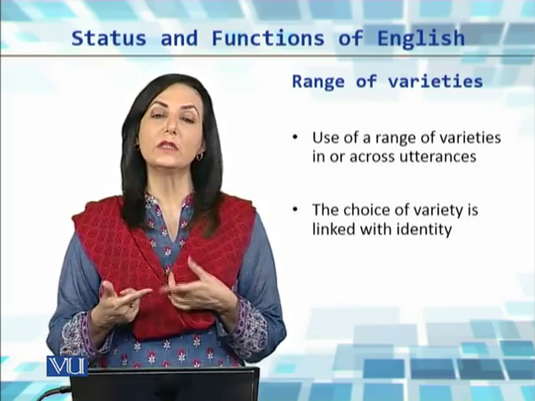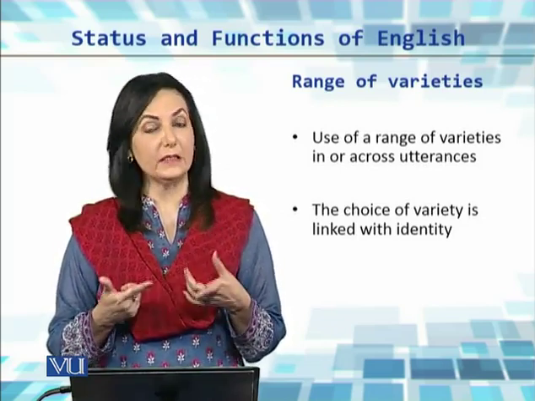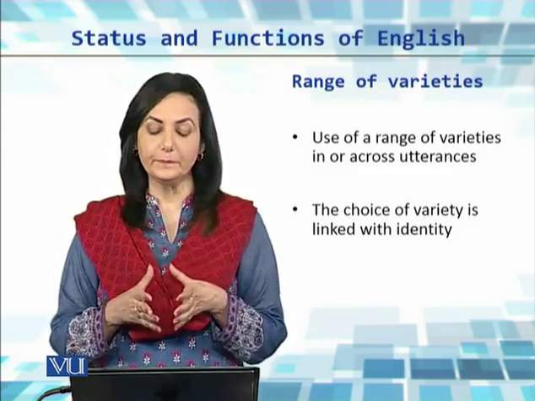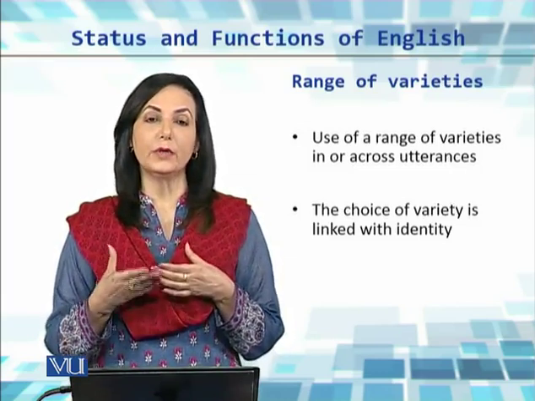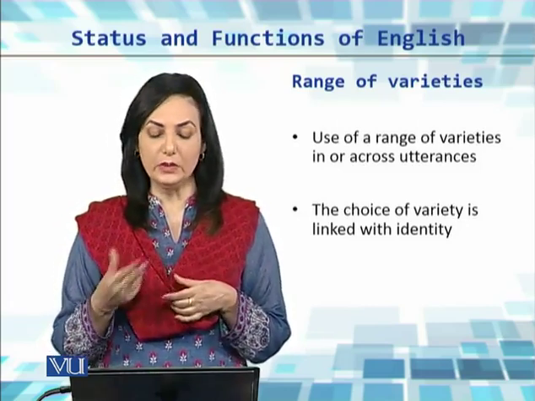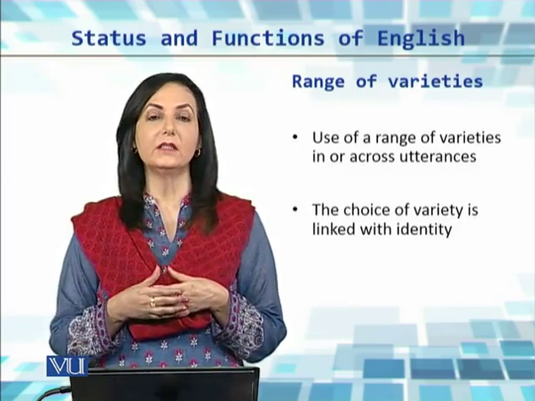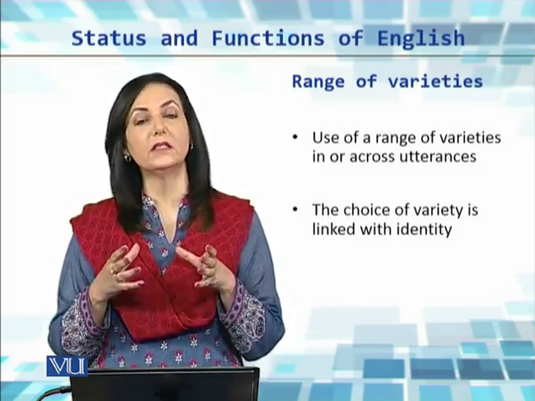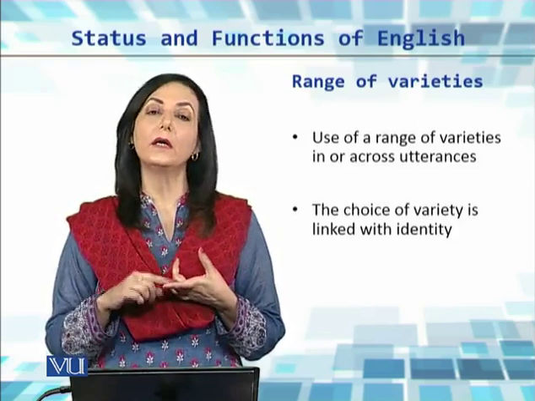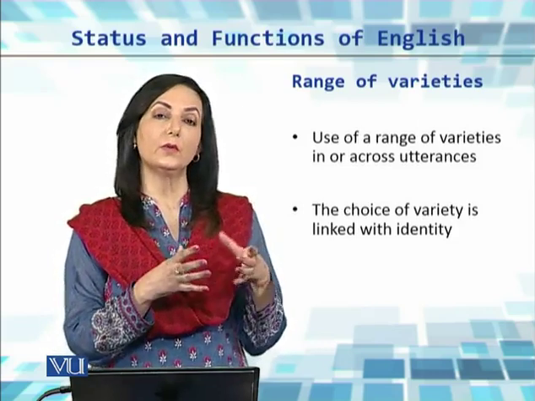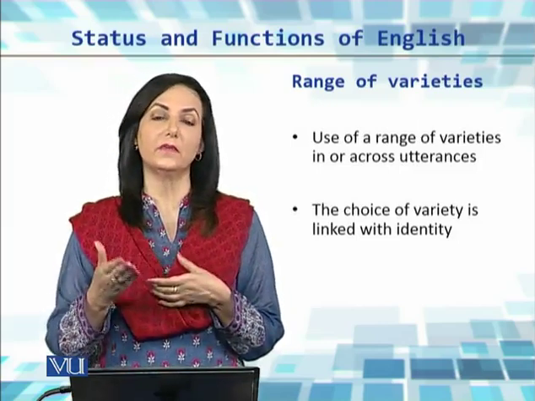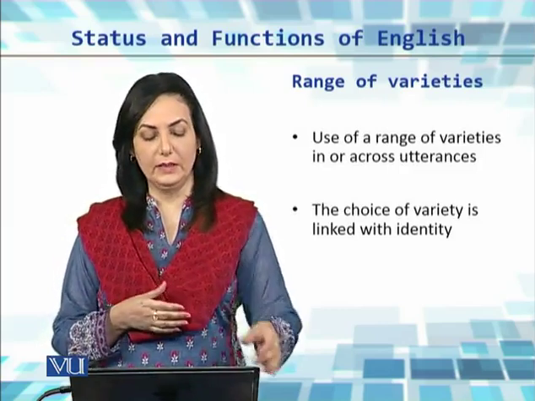So there's so much switching between varieties in expanding circle countries and also in some outer circle countries that the choice of variety is linked with identity. And because of this switching between the varieties, sometimes people would use different varieties even in the same utterance. So in a conversation, in one part of the utterance, you may use the American variety, and in the other part, the British variety. And of course, switching between varieties is very common across utterances.